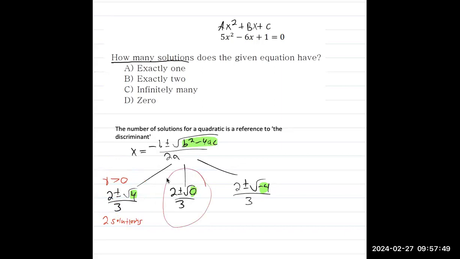Now here, the discriminant, the part under the radical, is 0, and we wouldn't be adding or taking away anything because there's just a 0 there. So the answer would be 2/3. There would be 1 solution.